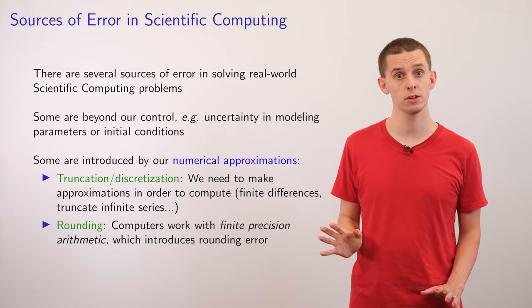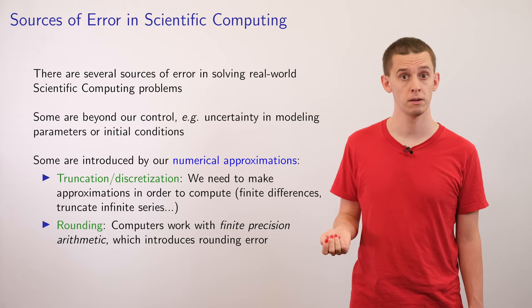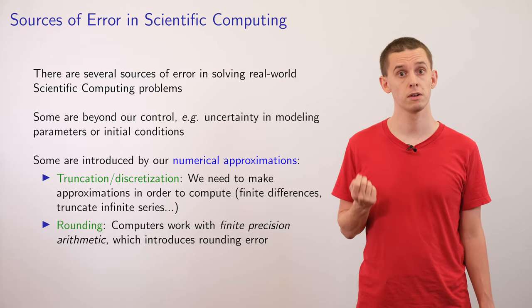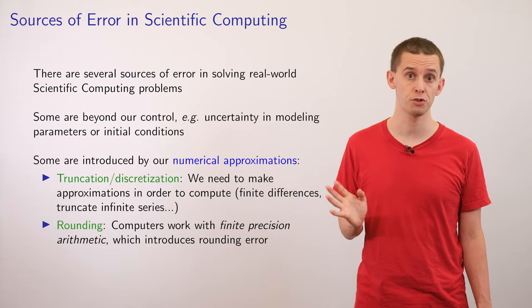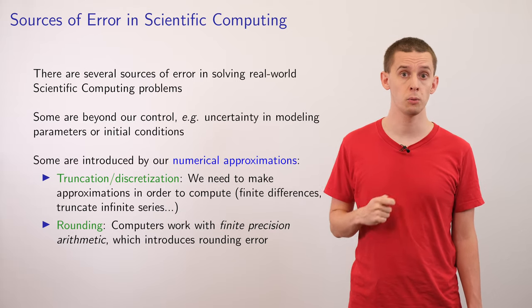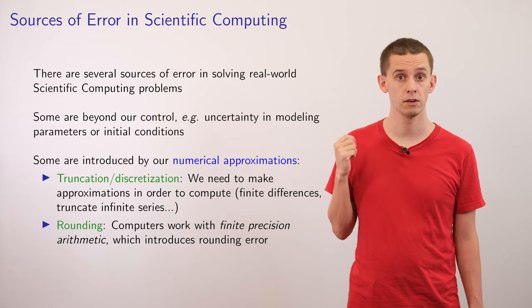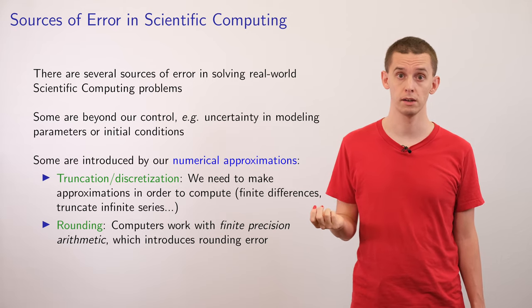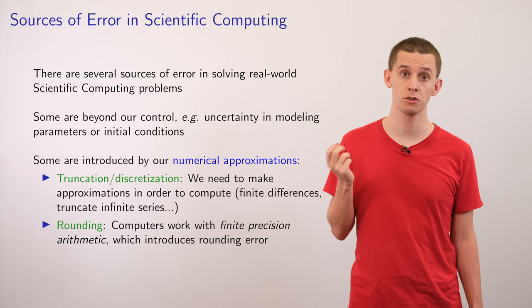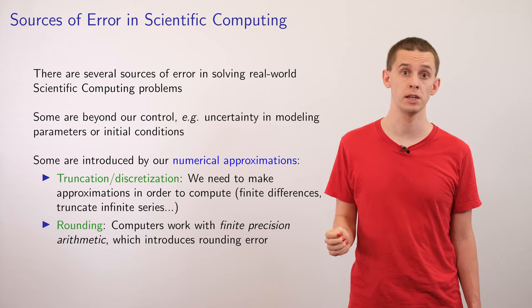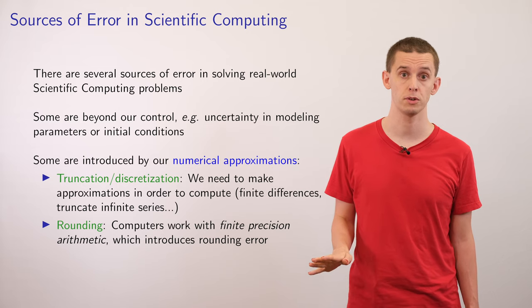But once we have our mathematical model and we actually try to compute with it, then there'll be additional numerical sources of error. The first is truncation or discretization error. And that's where we have to approximate continuous processes with discrete things that we can actually calculate. For example, we might approximate a continuous derivative with a finite difference, or we might truncate an infinite series and only use a finite number of terms.